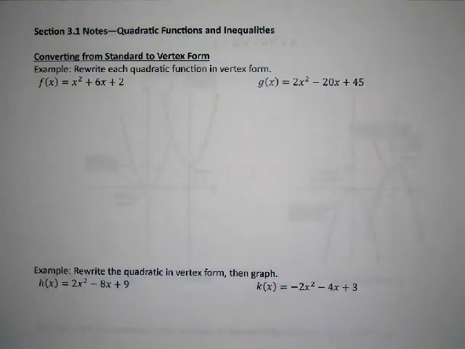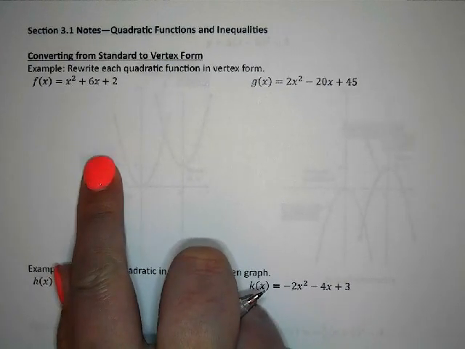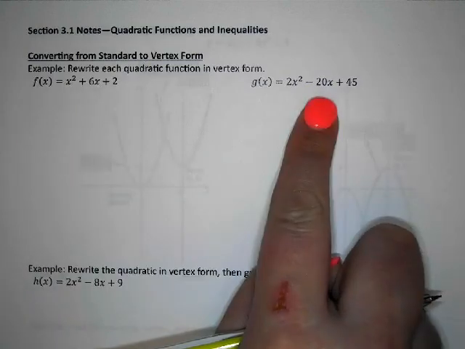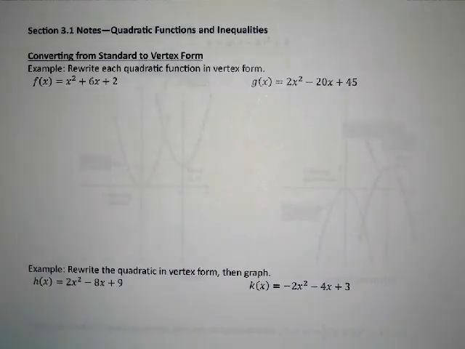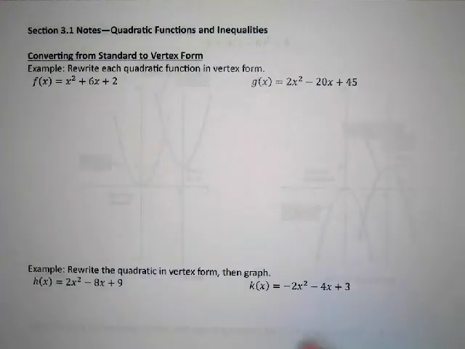This video is on section 3.1, quadratic functions and inequalities. The first thing we're going to do in these notes is look at quadratic functions that are written in standard form and learn how to convert them into the vertex form. The way that we do that is by completing the square. In your book, it doesn't say convert into vertex form. This is the common way that most people phrase these questions.